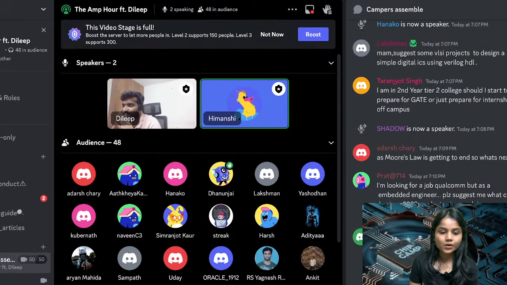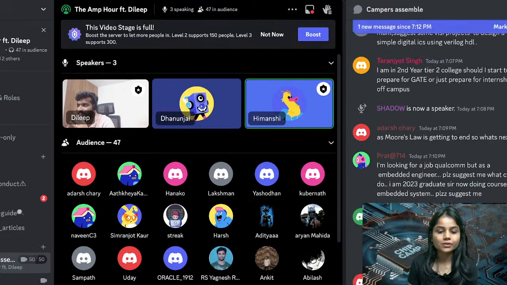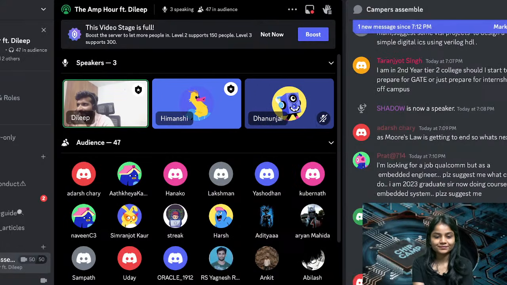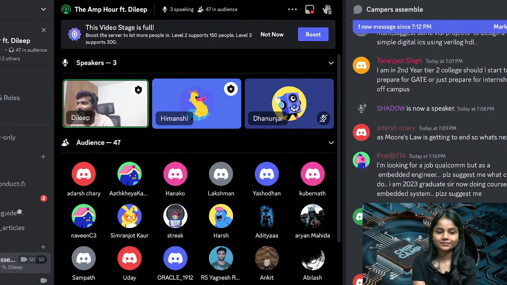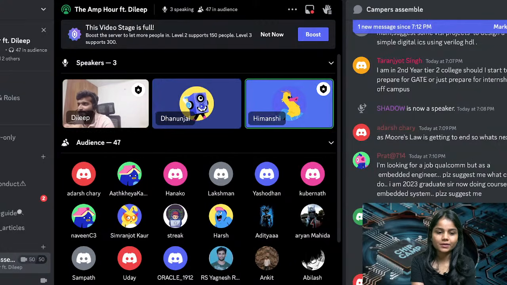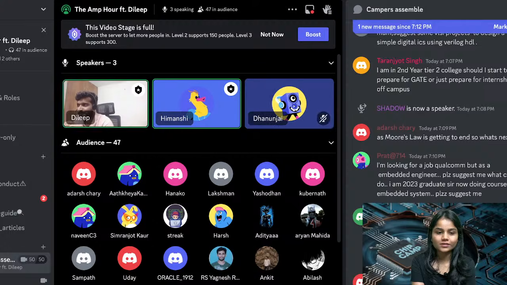Next we have, will quantum computing affect conventional computing in VLSI? At least for now, there is no word of quantum computing in our company. So I don't think it's coming in the near future. That's what I feel for now. It might be wrong also, but yeah, it'll take time. So I think you can focus on your placements for now.